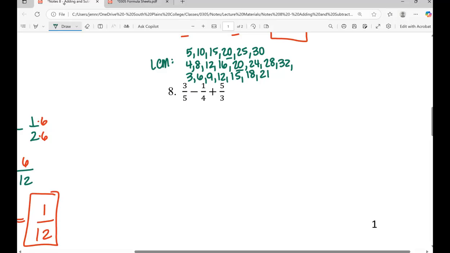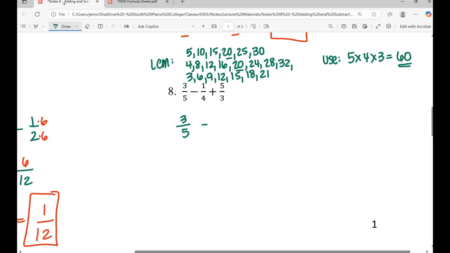If you find that you're having to get some really big numbers to get there, you can always put all of your denominators together. You can use 5 times 4 times 3 equals 60. So if you ever get to where your lists are getting too long, you can combine all 3 denominators, multiply them together, and use that as your common denominator.